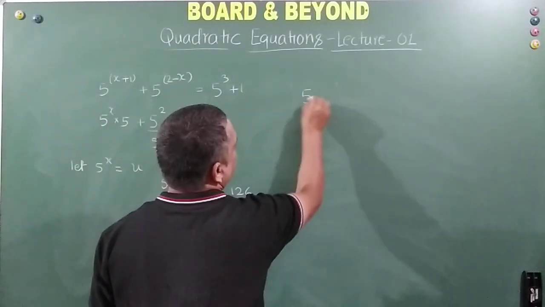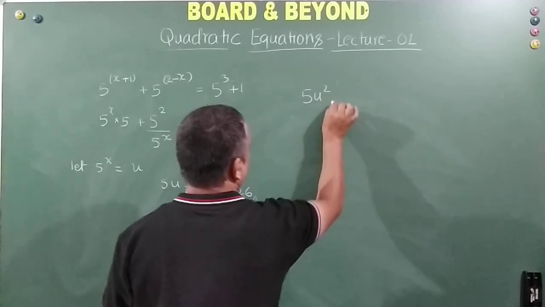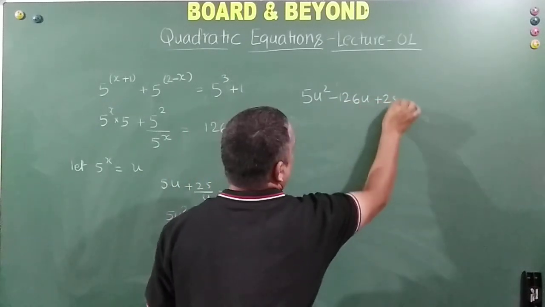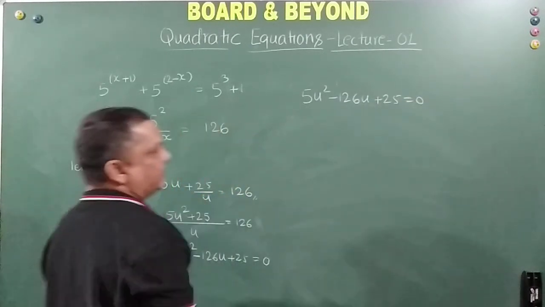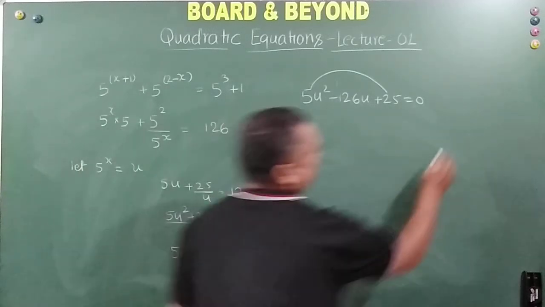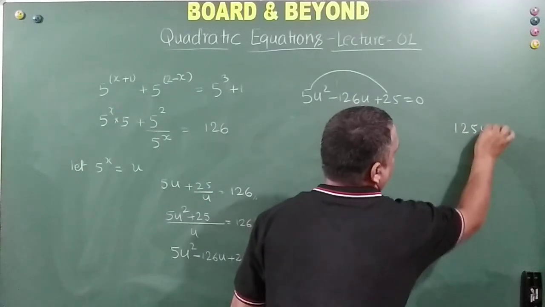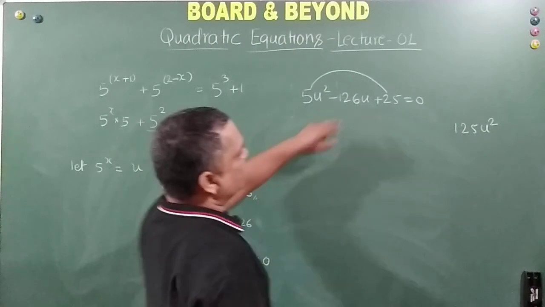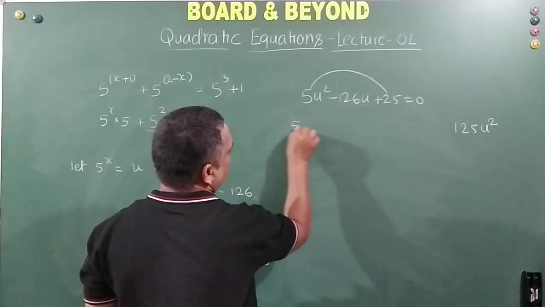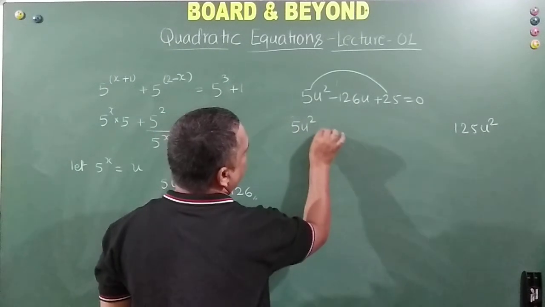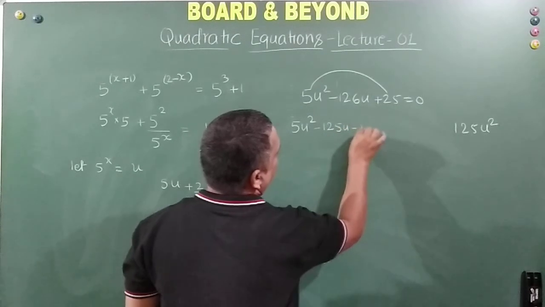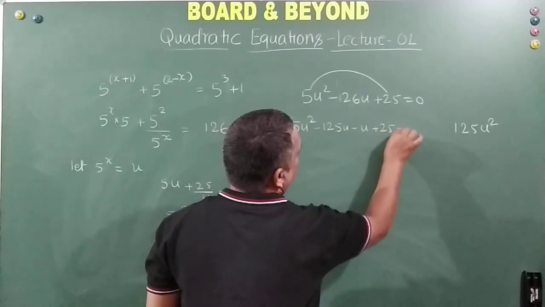I will just reproduce it here, my friends. 5u square minus 126u plus 25 is equal to 0. Right? The product of this and this is how much, my friends? 125u square. We will try to factorize this. Now I need to get minus 126. How is that possible? Yes, that is quite easy for us. So 5u square minus 125u minus u plus 25 is equal to 0.